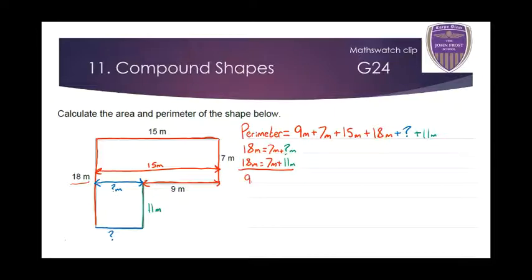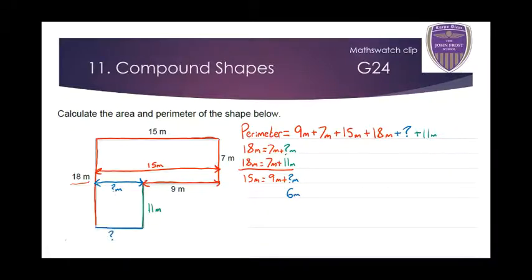Okay, so 15 meters is equal to 9 meters plus our unknown distance. Okay, so 9 plus something is 15. You should be able to figure that out. It's going to be 6 meters.